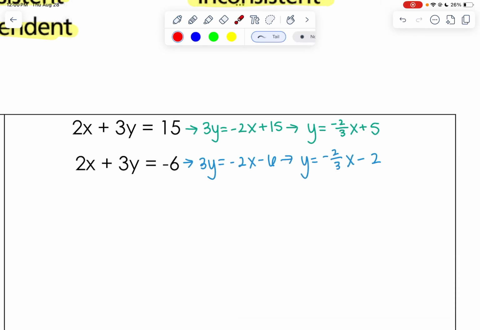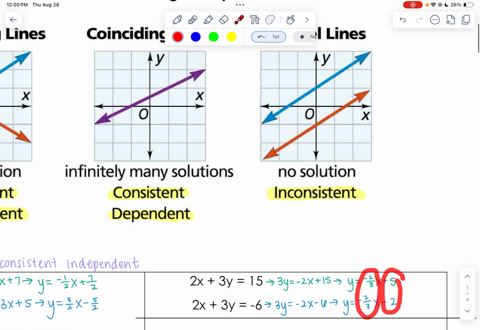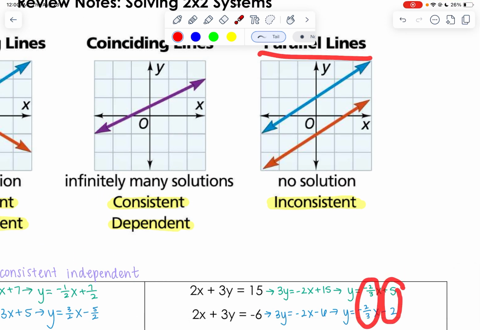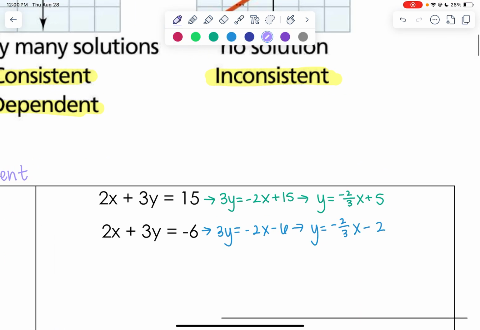And now if you catch it, these have the same slope, but different y-intercepts. So if I come back up here, they're parallel lines. These are never going to intersect, which makes this an inconsistent system. So we don't have a solution.